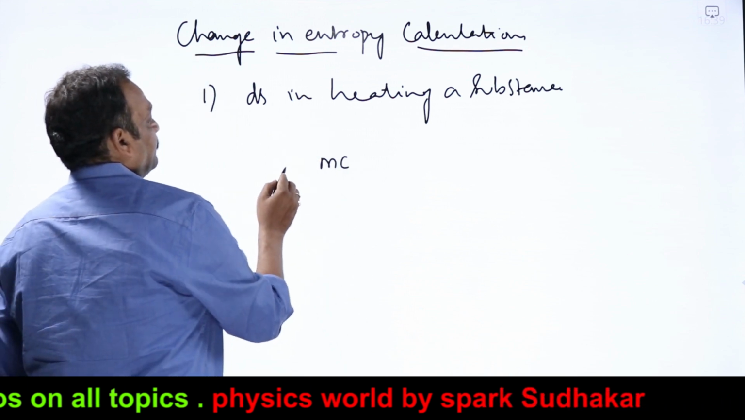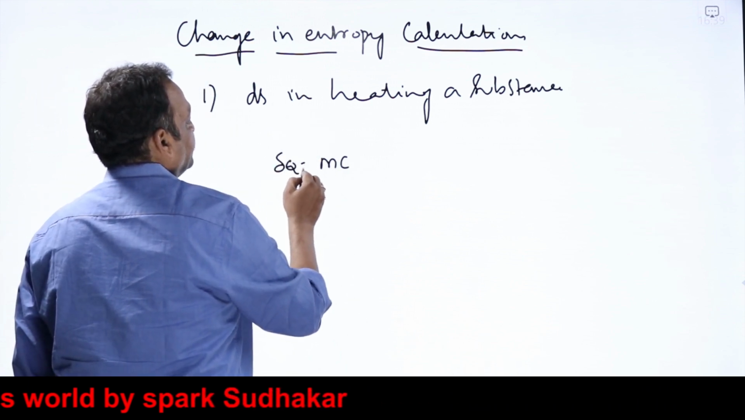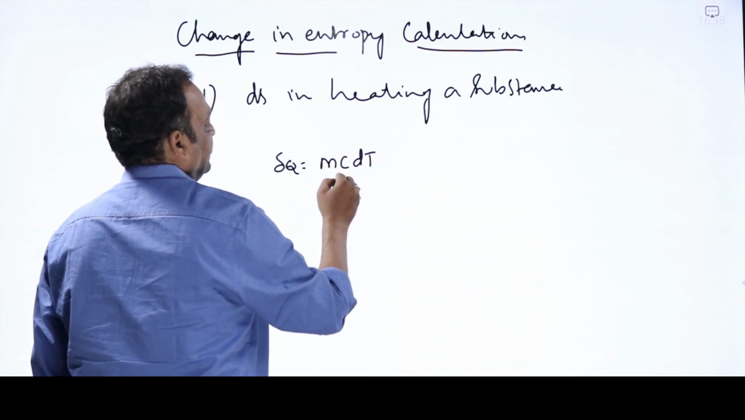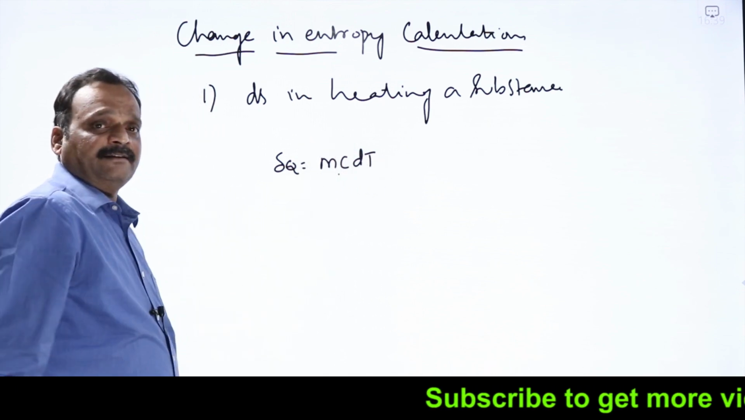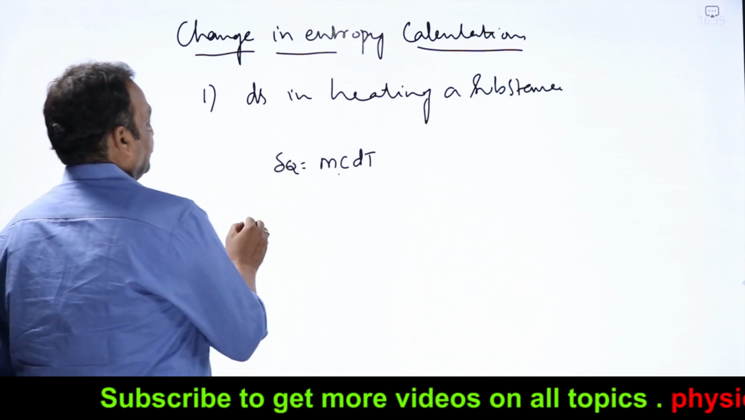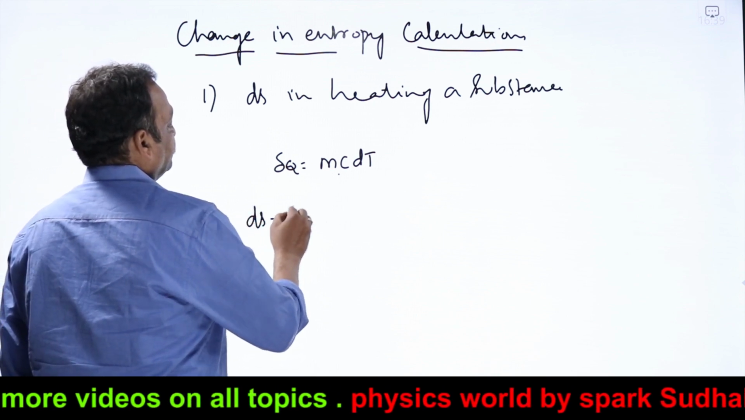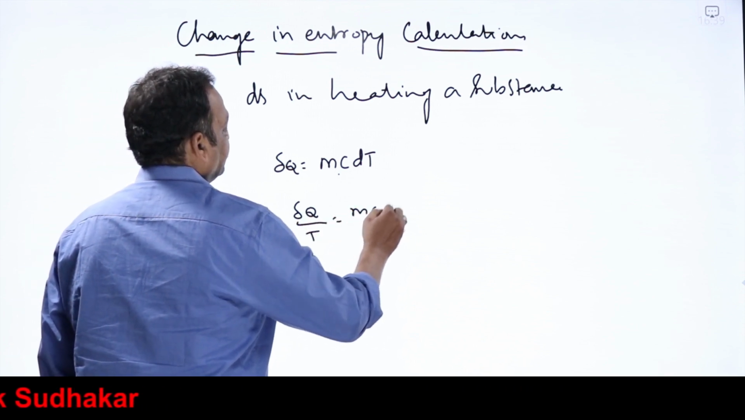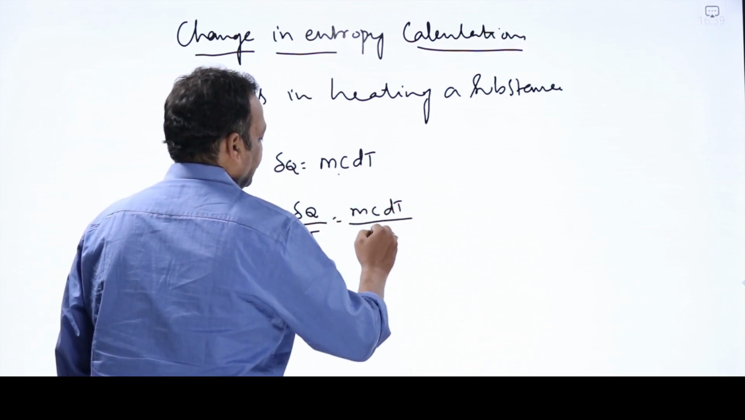So, the amount of heat required to raise the temperature of m grams of substance through a small temperature rise dT is mC dT, where C is the specific heat of the substance. Change in entropy dS is equal to dQ by T, we write. That is equal to mC dT by T.